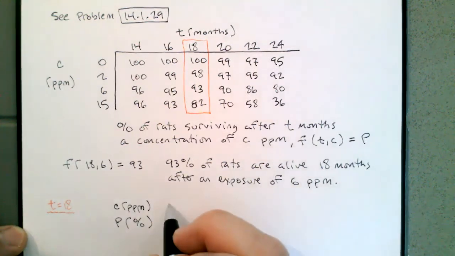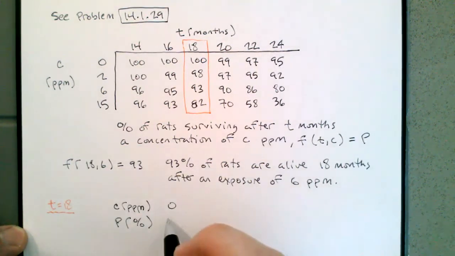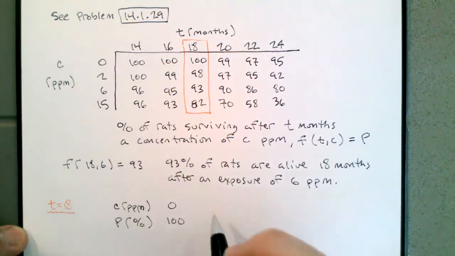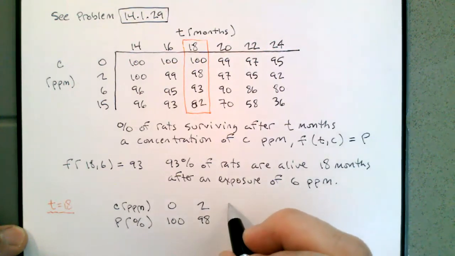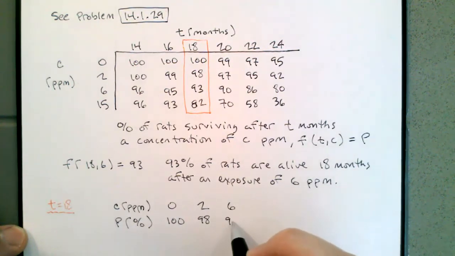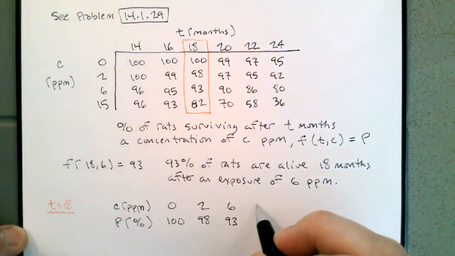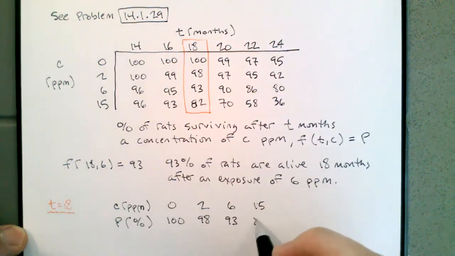So at a concentration of 0, after 18 months, we have 100% survival. At a concentration of 2 parts per million, 98%. At a concentration of 6, we're at 93. And then at a concentration of 15, we're at 82.